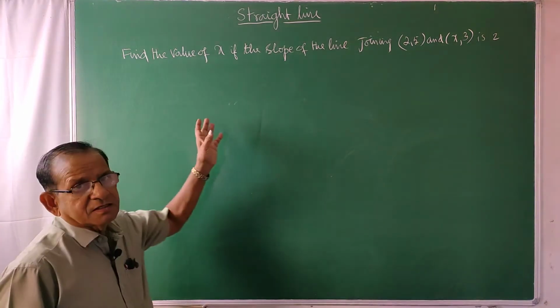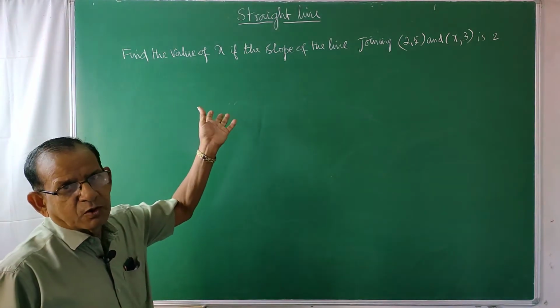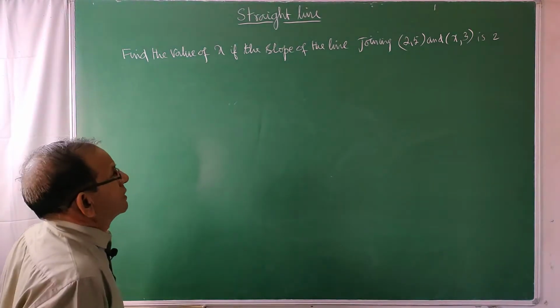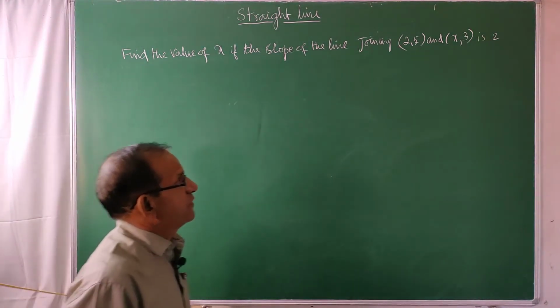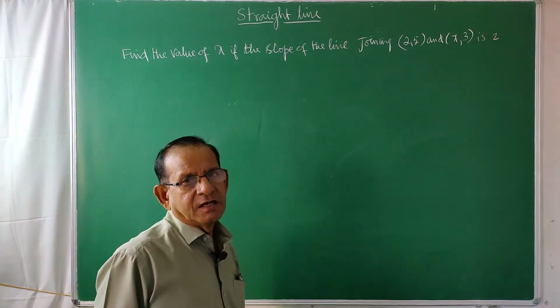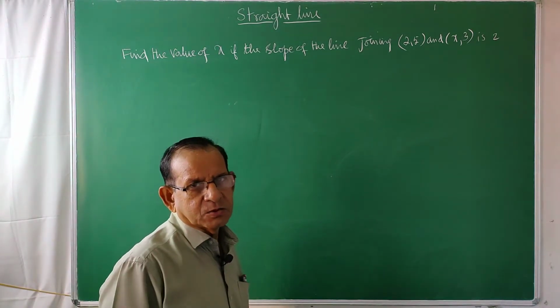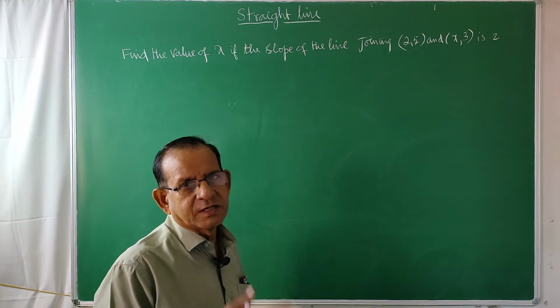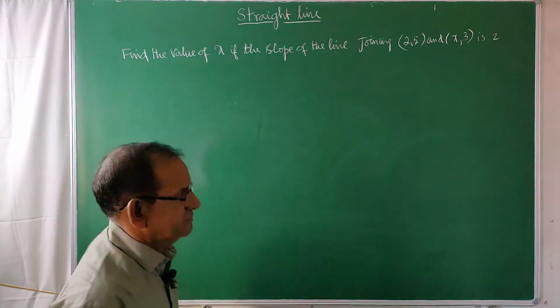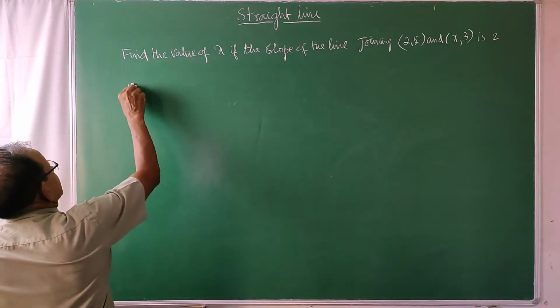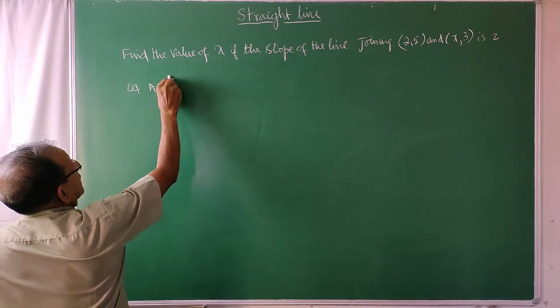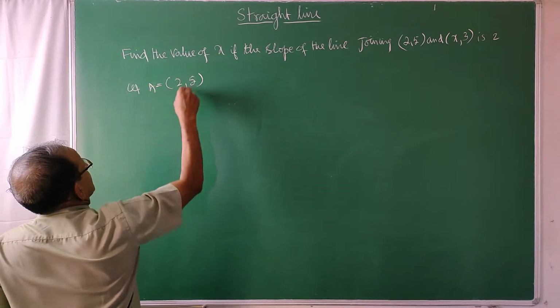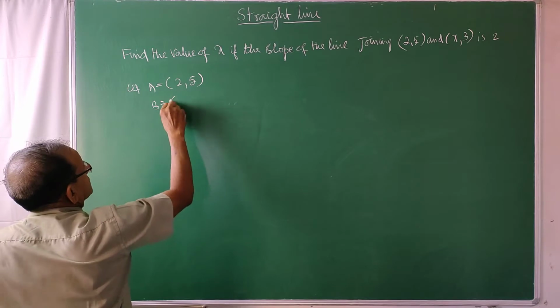Now, in this class, let us discuss some problems. Here there are 2 points. One is (2, 5), the other one is (x, 3). And the slope of the line joining those 2 points is given as 2. So, what is the value of that unknown x? Now, let us take A as (2, 5) and B is equal to (x, 3).